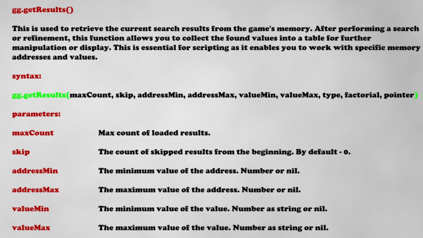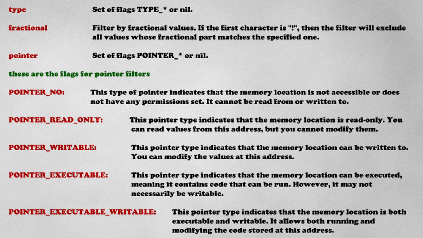Number or nil. AddressMax, the maximum value of the address. Number or nil. ValueMin, the minimum value of the value. Number as a string or nil. ValueMax, the maximum value of the value. Number as a string or nil. Type, set of flags TYPE_* or nil. Fractional, filter by fractional values. If the first character is !, then the filter will exclude all values whose fractional part matches the specified one. Pointer, set of flags POINTER_* or nil.